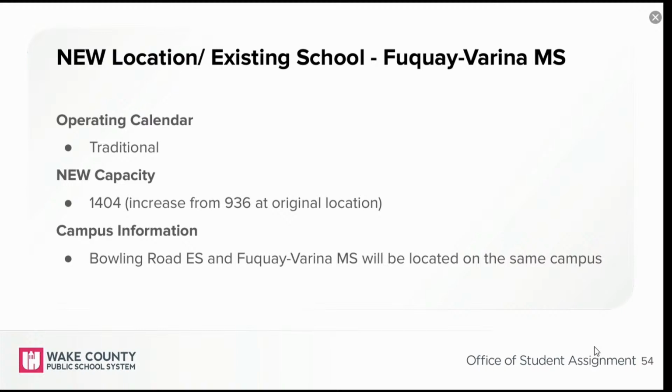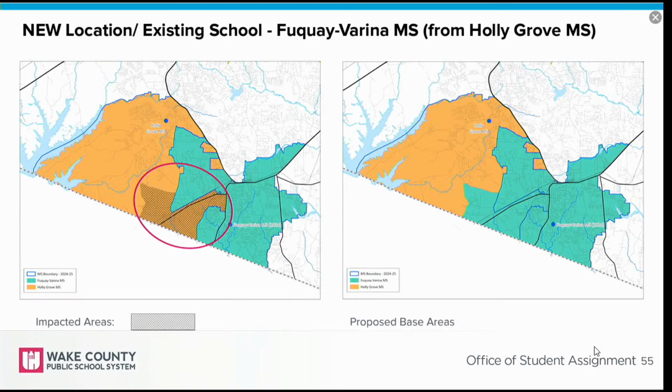We don't recommend any changes to the operating calendar. We recognize that with the flexible capacity that was built into the design of this school, its total max capacity is actually 1,404 as compared to the 936 at its original location. And then, as I mentioned a couple of times, Bowling Road will be located on the same campus. So as a result, we would recommend, this is not from a need to relieve overcrowding at Holly Grove. We recognize that is a different challenge.